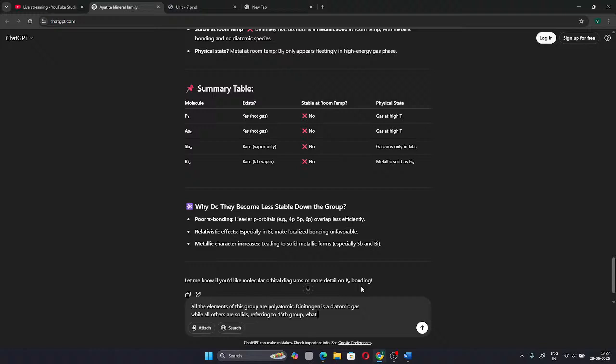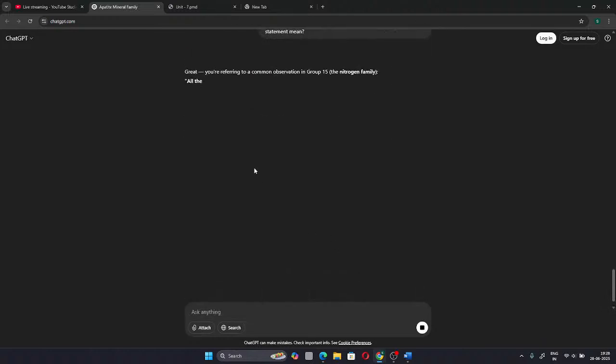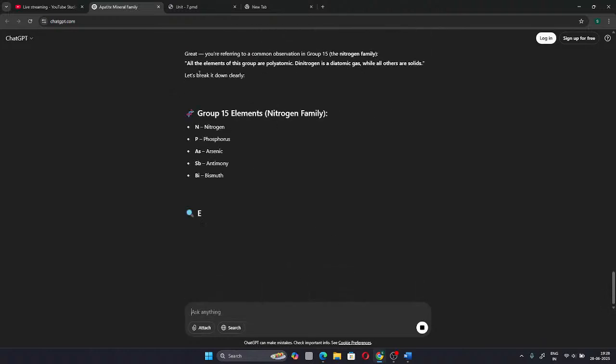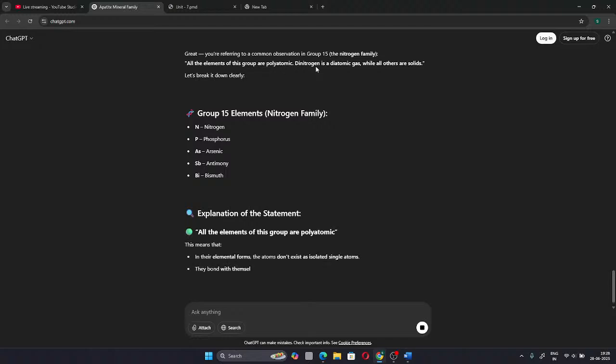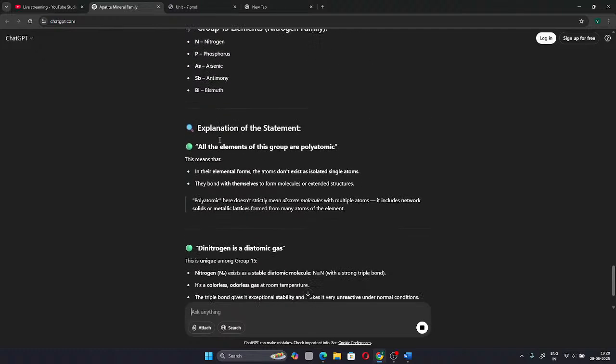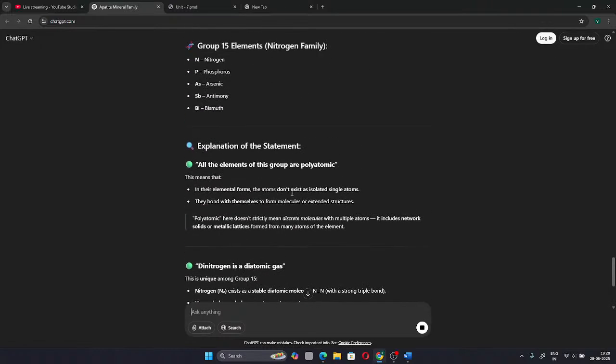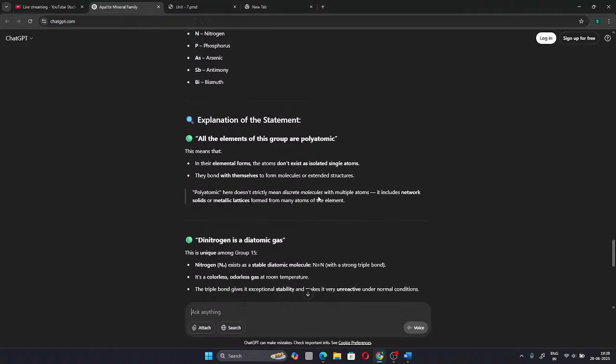What does this statement mean? All elements of this group are polyatomic. Dinitrogen is a diatomic gas, while all others are solid. All the elements of this group are polyatomic. This means in their elemental form, they don't exist as isolated single atoms such as noble gases. They bond with themselves to form molecules or extended structures.